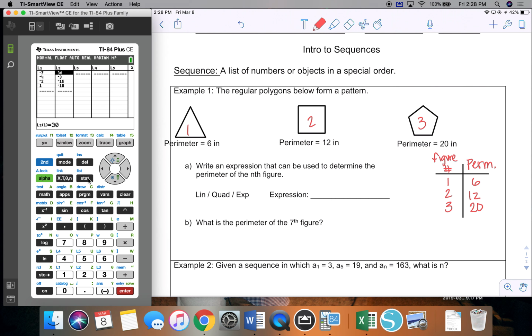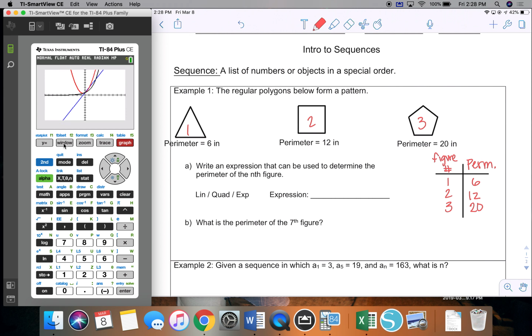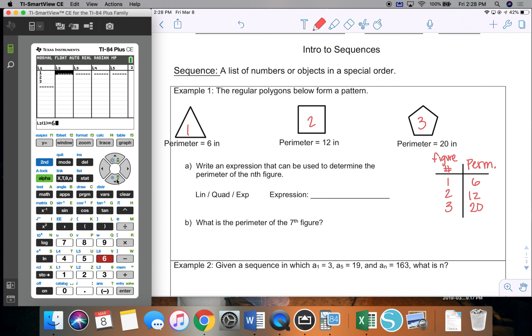So we're going to put this into stat edit. Remember, if there's something in there, you can go up, select the list, and clear it out. So I want to clear it out. My figures are 1, 2, and 3. And then the perimeters are 6, 12, and 20.